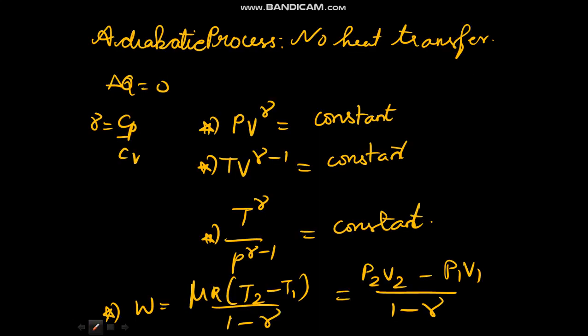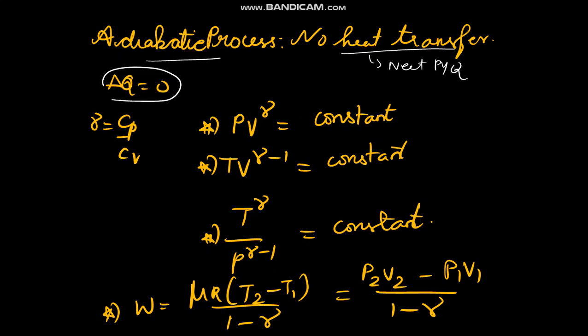In this video we will see about the work done in adiabatic process with applications. So adiabatic process means the process in which no heat transfer occurs. This is also a NEET previous year question. The definition: no heat change, so delta Q is 0.